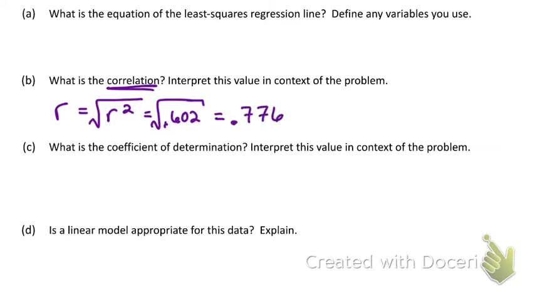$776, anyone? Yes. All right. Let's interpret this. What does that mean? R is correlation. It tells you two things, strength and direction. How strong is this association? Strong. Positive or negative? Positive. How did you know it was positive?